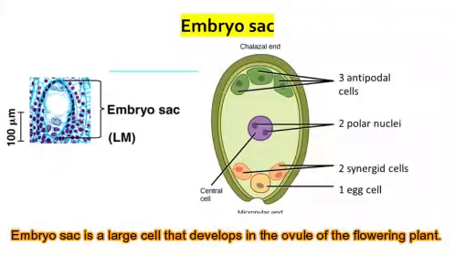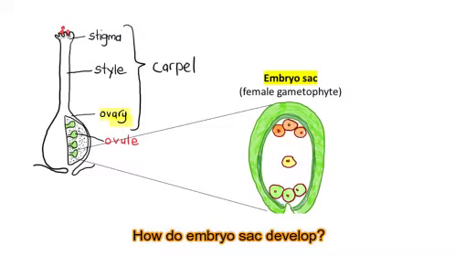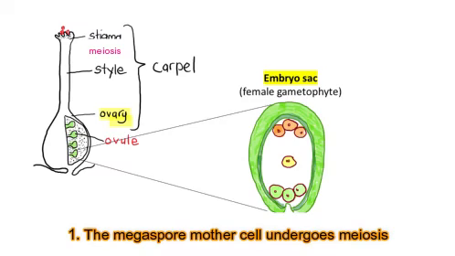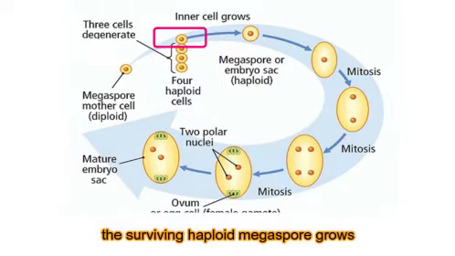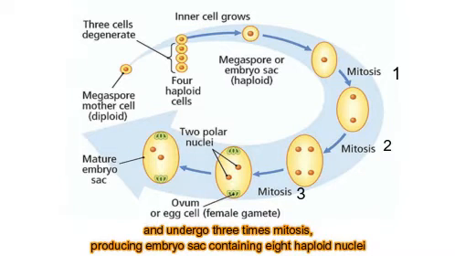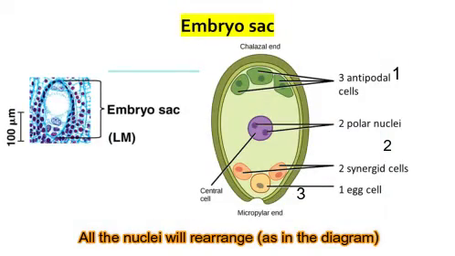Embryo sac is a large cell that develops in the ovule of the flowering plant. It contains egg nuclei formed by division of the megaspore mother cell. How does the embryo sac develop? First, the megaspore mother cell undergoes meiosis. Then, it forms 4 haploid cells. The surviving haploid megaspore grows and undergoes 3 rounds of mitosis, producing an embryo sac containing haploid egg nuclei. All the nuclei will rearrange.